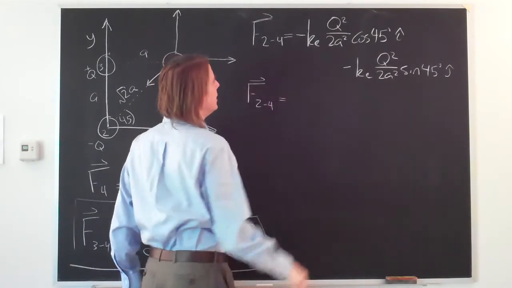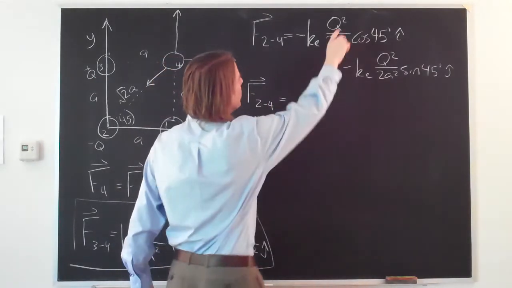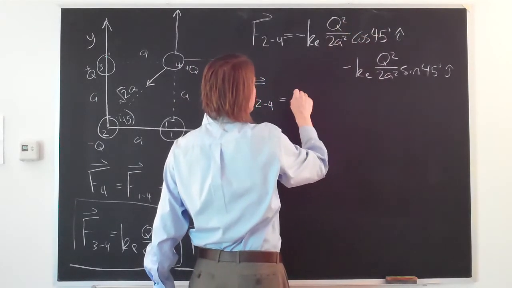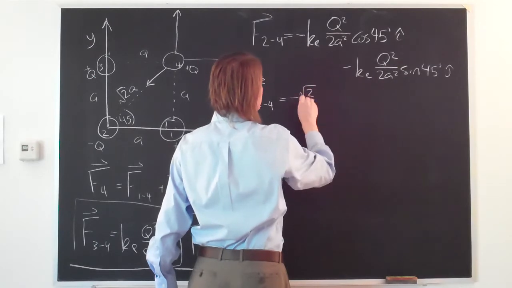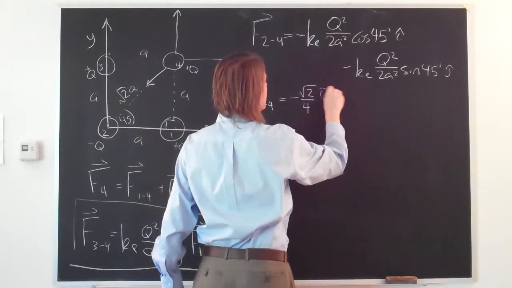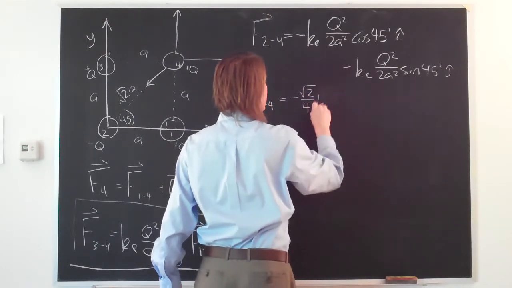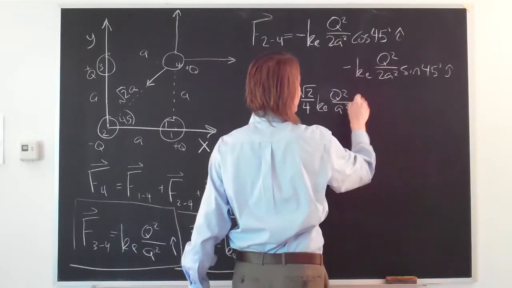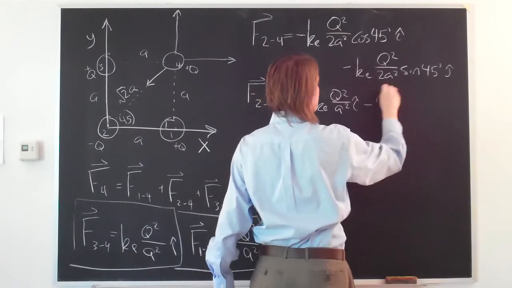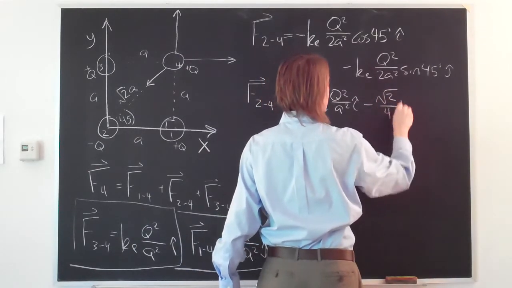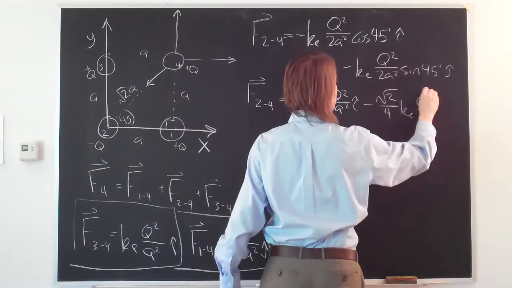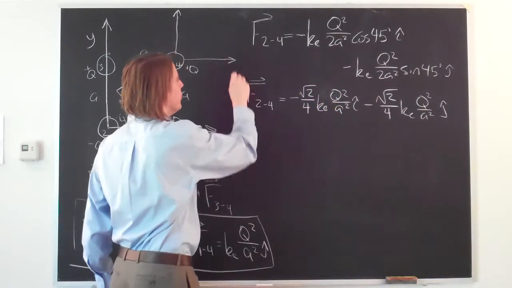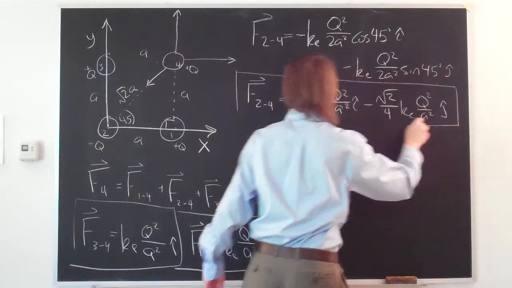sum. This would be, let's see, that's square root of 2 over 2, so that's going to be square root of 2 over 4. It would be minus square root of 2 over 4 ke q squared over a squared i hat, and then the same term, minus square root of 2 over 4 ke q squared over a squared j hat. So there's F24, about as simple as we can make it there.